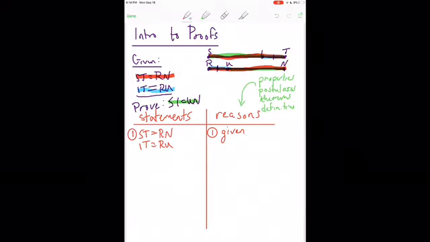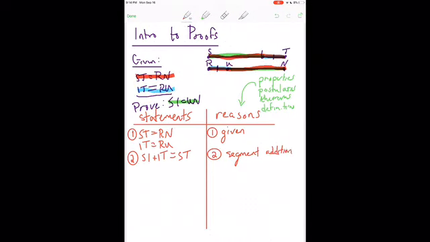We're always looking for how we can relate given information with what we're trying to prove. SI and IT make up ST, so let's start with that. Those are all pieces of information that we're either given or we're trying to get to eventually. So let's write that down: SI plus IT is equal to ST. And we know that's true because of segment addition. Segment addition postulate, but if you just write segment addition, that's fine.